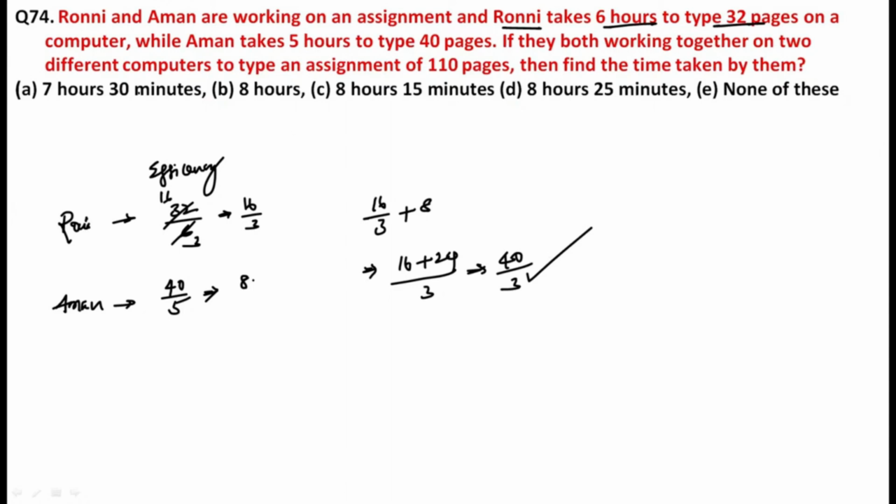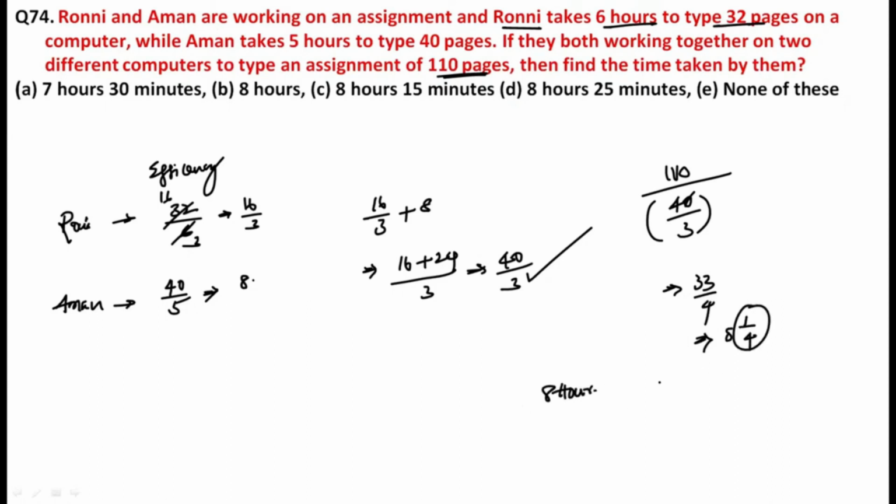If both are working together on different computers to finish 110 pages, now find the time taken by them. Now 110 pages divided by the efficiency 40 by 3. Can cancel here, so 33 by 4. 4 eights are 32, remainder 1, so 1/4 of an hour extra. 1/4 of an hour means 1 by 4th of 60. It's 15 minutes.